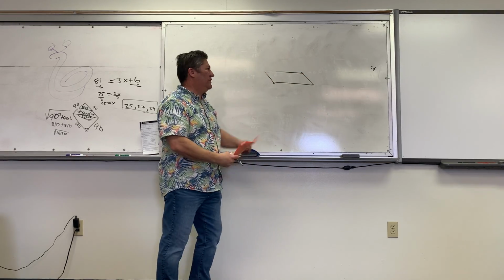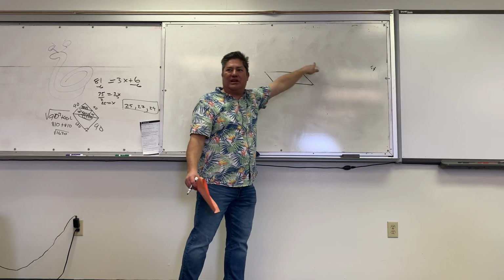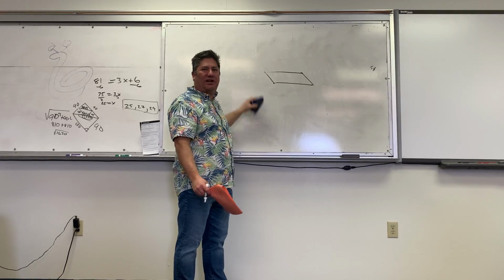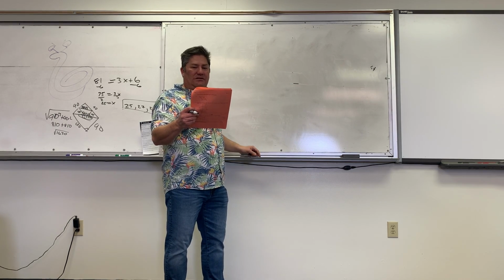All I have to do is show that this slope is the same as what? This slope and this slope is the same as that slope. That would be the easiest way. It doesn't matter what the vertices are. Write down the distance formula because I know my mind's going to go blank as soon as I need that.